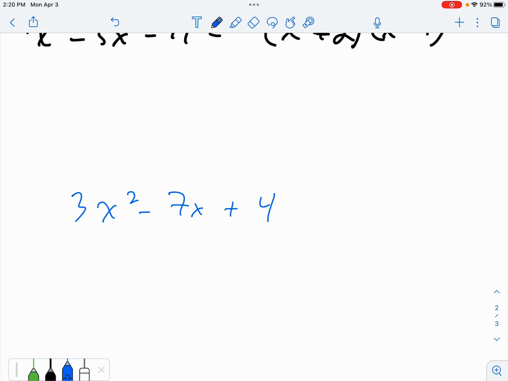Now, if you had something along the lines of 3x squared minus 7x plus 4, and I ask you to do the same thing, try to factor it as a product of two binomials, this would be a different process here. The greatest common factor here is 1, but the coefficient that you have here is not 1, and there's a different procedure for that.